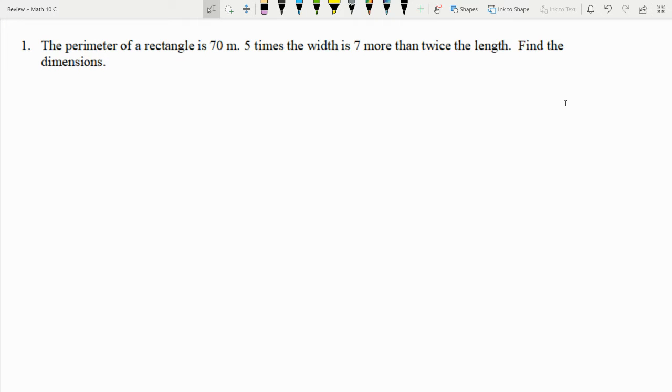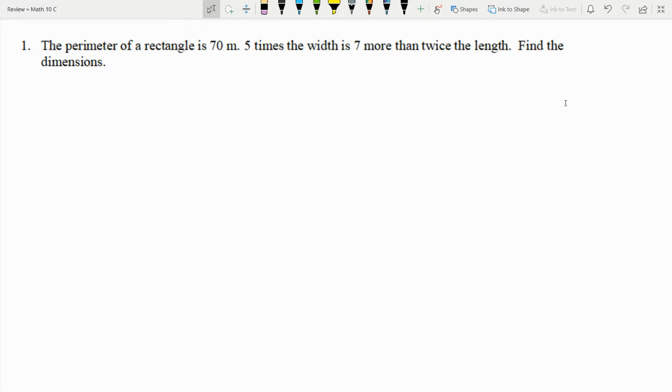Okay, so for problem solving, my advice is to read the question carefully and then try to pick out key details so that you can set up a system of equations from it. In this case, rectangle questions are actually a bit easier because a lot of times they involve perimeter.